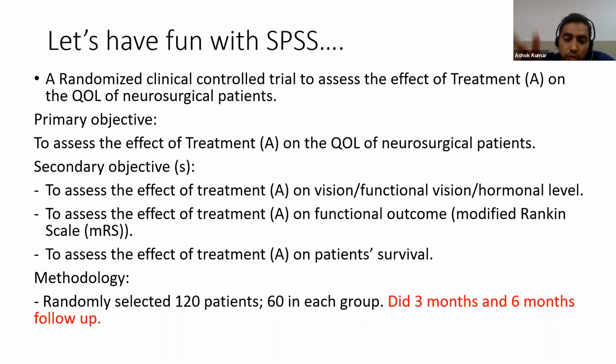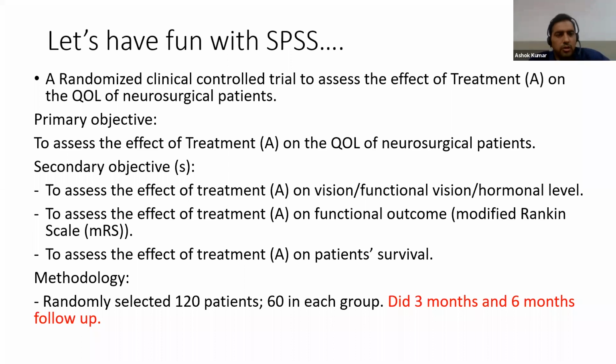If there are only 2 readings, baseline and 3 months, then we have to use the paired t-test if data is normally distributed, otherwise the Wilcoxon signed rank test. But for repeated measure ANOVA, we have to take readings at least 3 times: baseline, 3-month follow-up and 6-month follow-up, and maybe a 12-year follow-up as well.